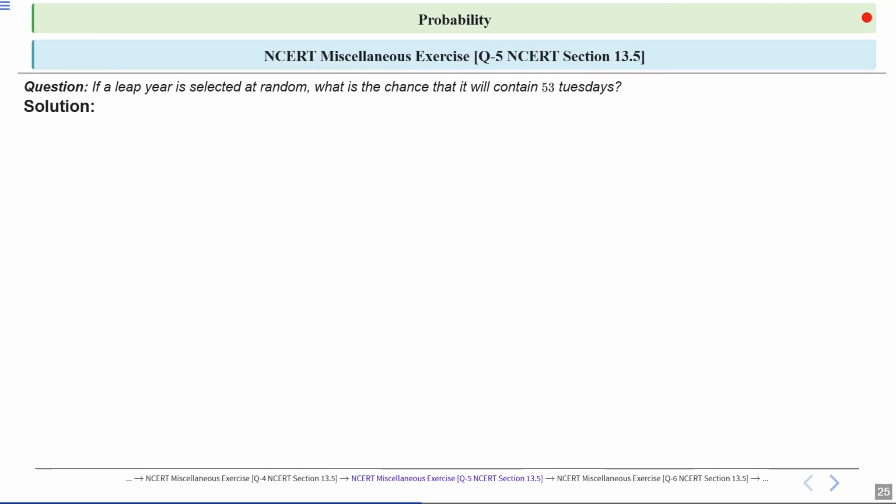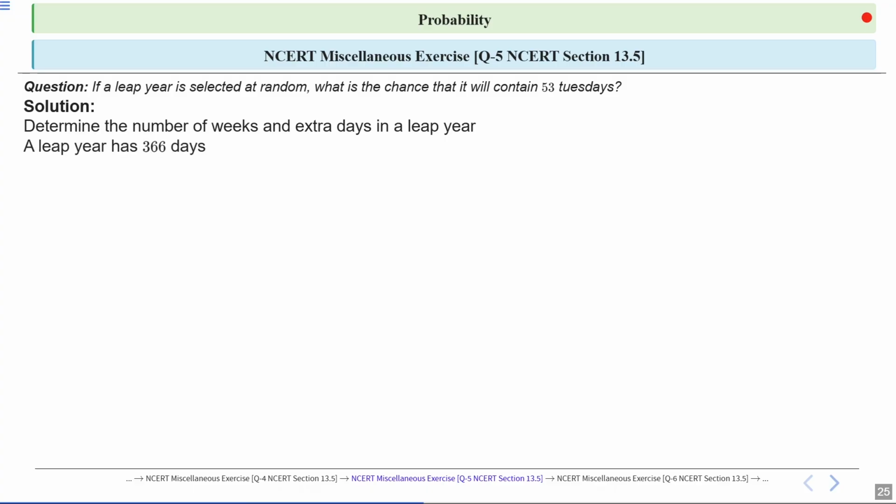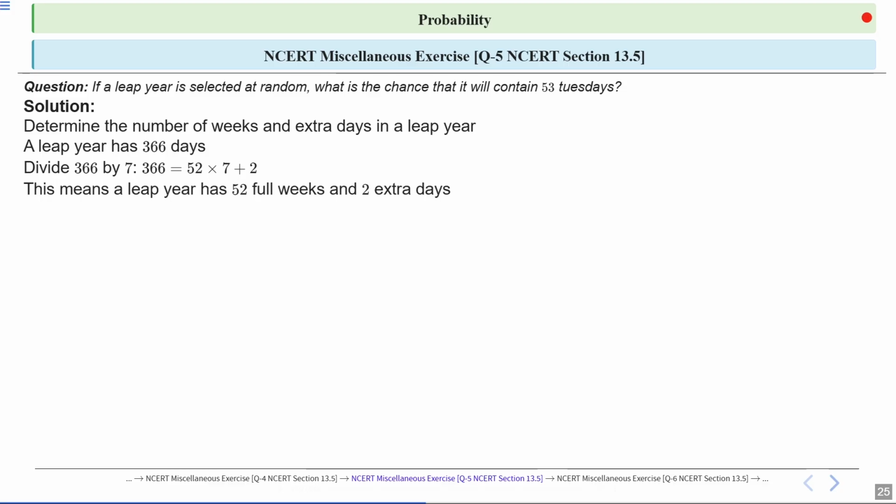So let's start the solution step by step. First, determine the number of weeks and extra days in a leap year. A leap year has 366 days. Divide 366 by 7, which equals 52 times 7 plus 2. This means a leap year has 52 full weeks and 2 extra days.